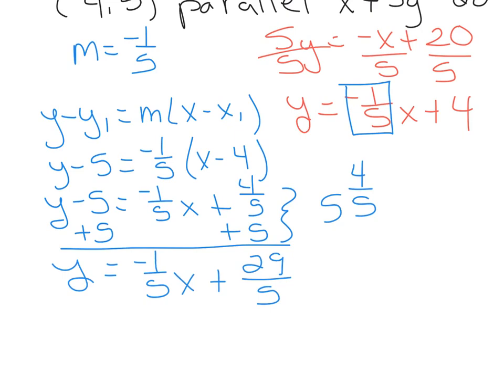Real quick, to change a mixed number to an improper fraction, multiply denominator times whole number. 5 times 5 is 25. Add the 4, you get 29. Keep the same denominator. So this is your final equation here.